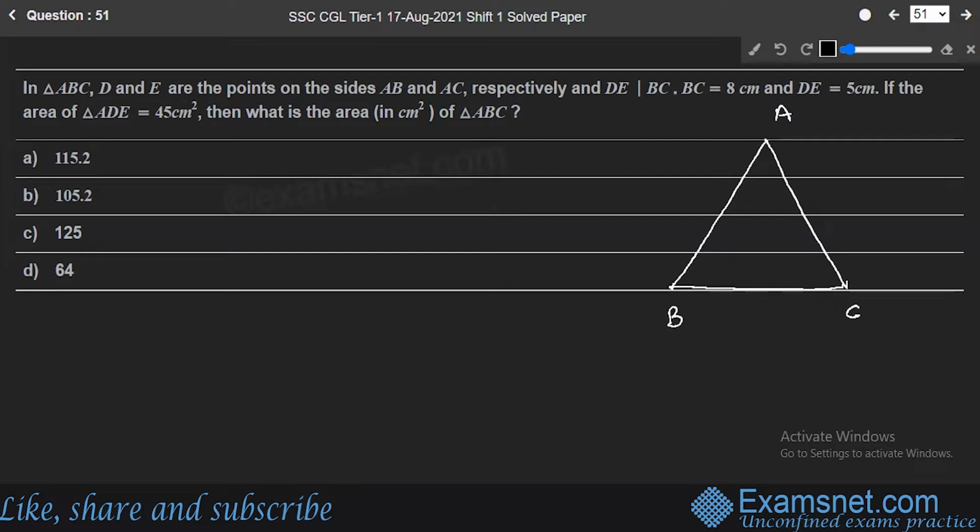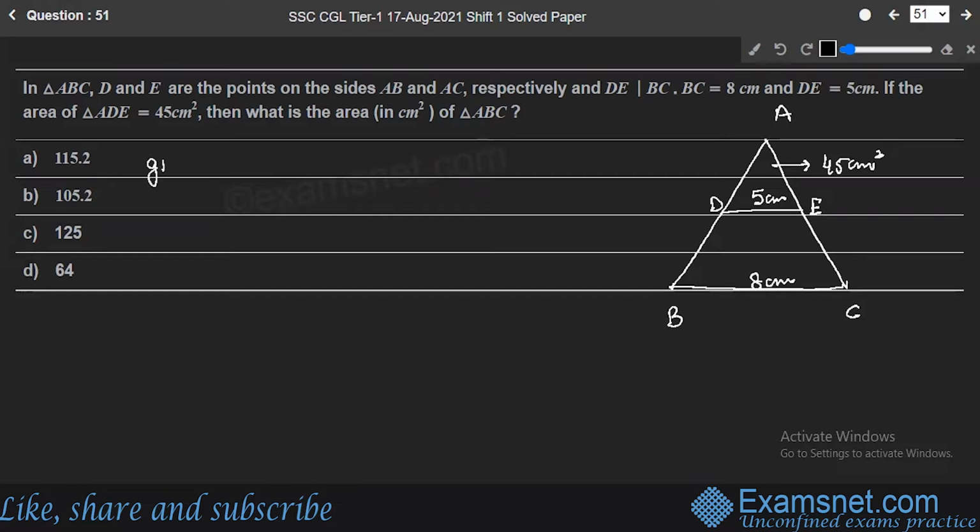D and E are the points on AB and AC respectively, such that DE and BC are parallel. So let's make it here. DE is 5 centimeter and BC is 8 centimeter. And if the area of triangle ADE is 45 centimeter square, then you have to find out the area of the bigger triangle ABC.